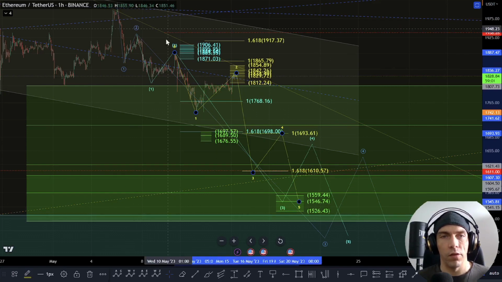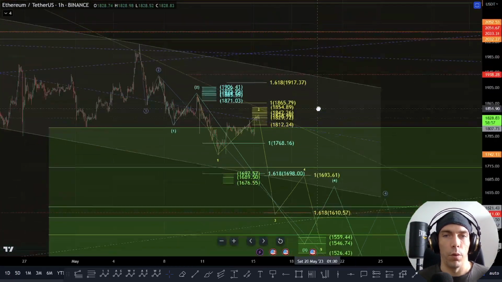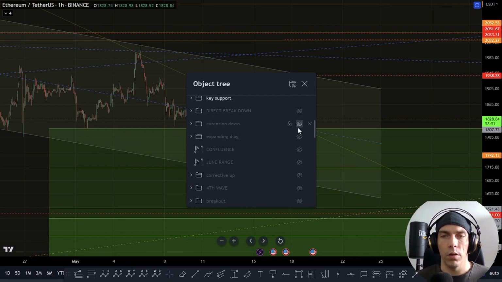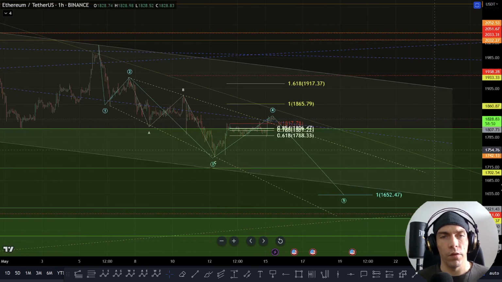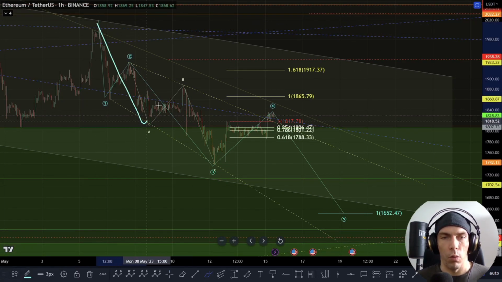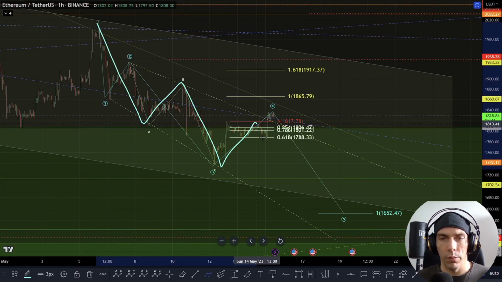So this is looking for the extension here. Once we start to break this high here, this idea starts to fall apart. Now, we were talking about the possibility of a contracting diagonal here. However, this is now invalidated because the way we were looking at this move was basically as this is 1, 2, 3, looking for a 4 and a 5.